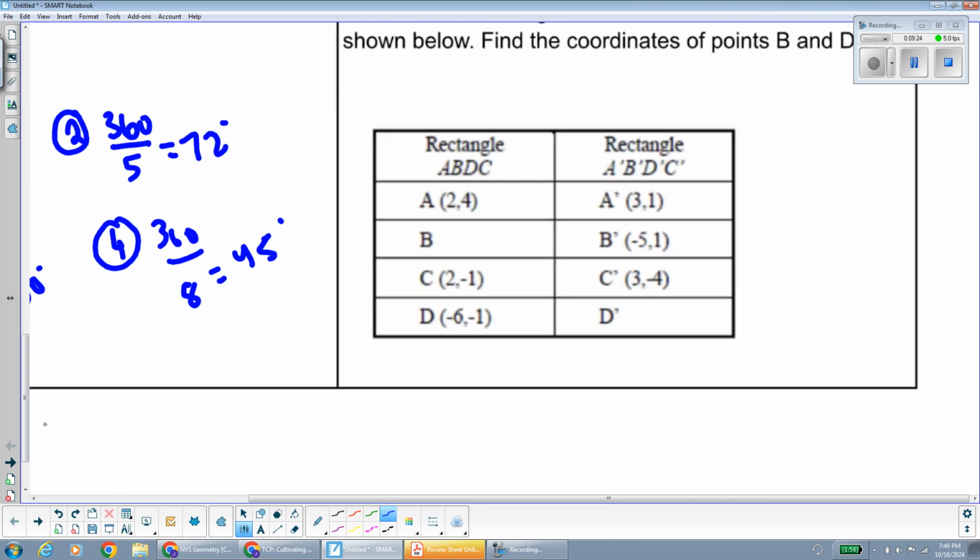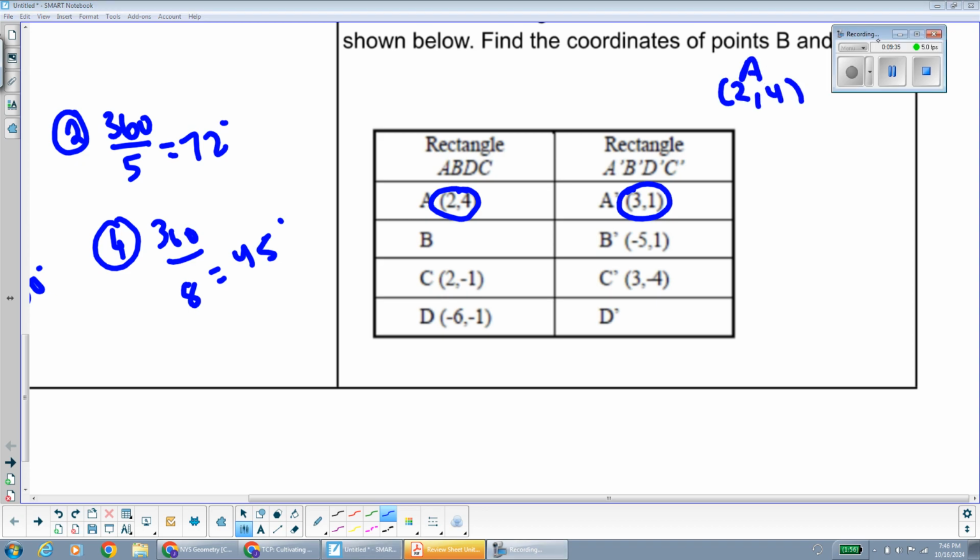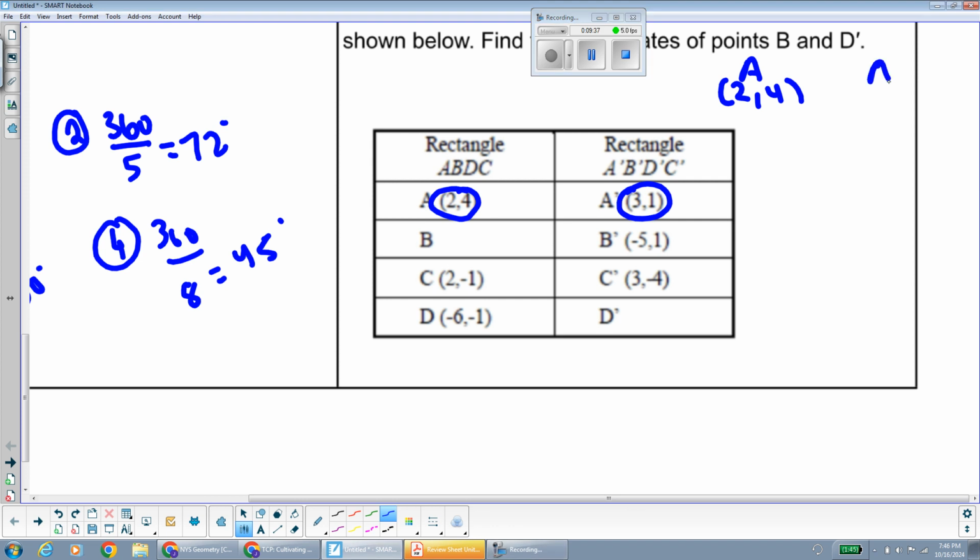And this one over here, first we have to figure out what translation's occurring. So if I just take A and A prime, let's talk about what's happening here. The x coordinate is increasing by 1, and the y coordinate is decreasing by 3. So our translation here is that we're going up by 1 on the x coordinates and we're going down by 3 on the y coordinates. So we just need to make sure that we continue that process.